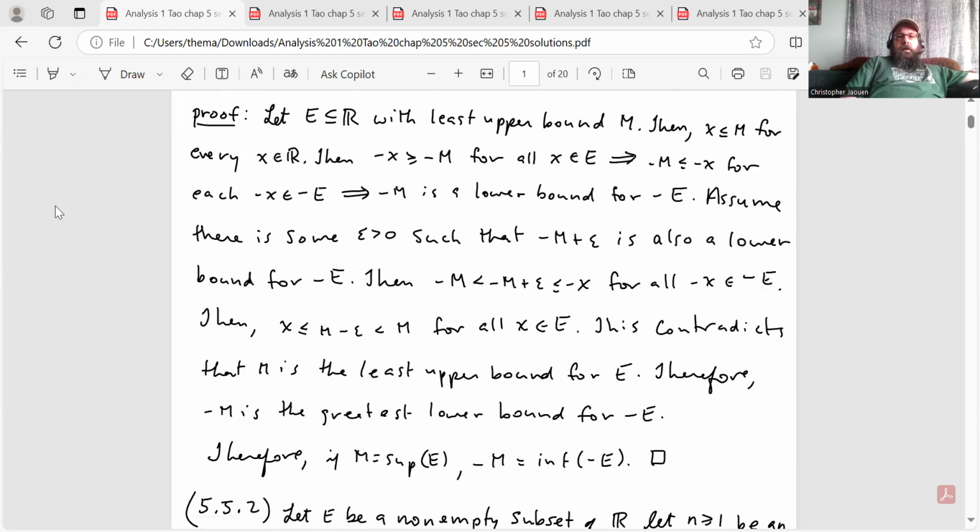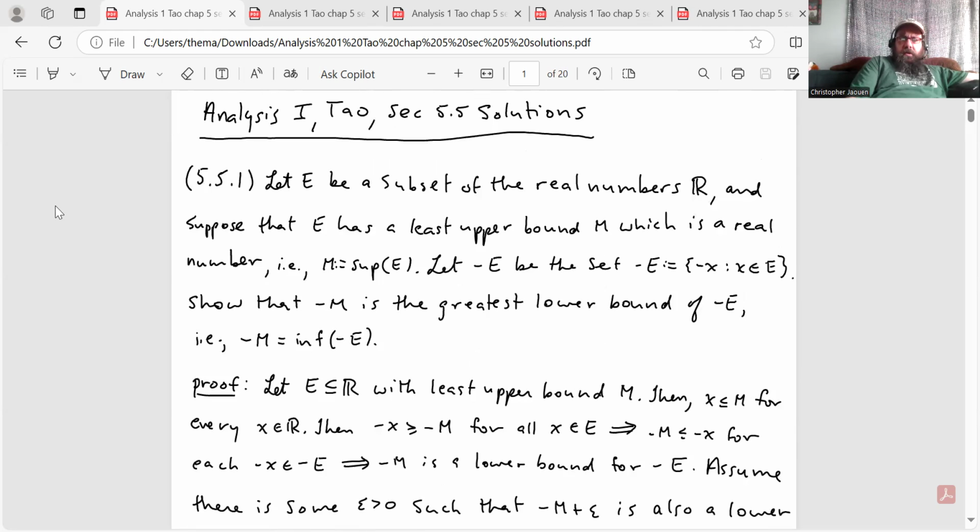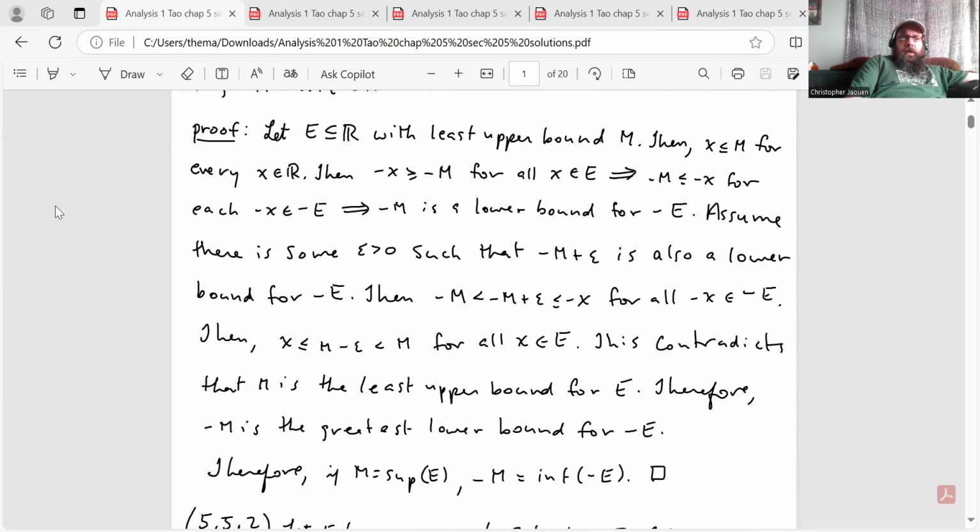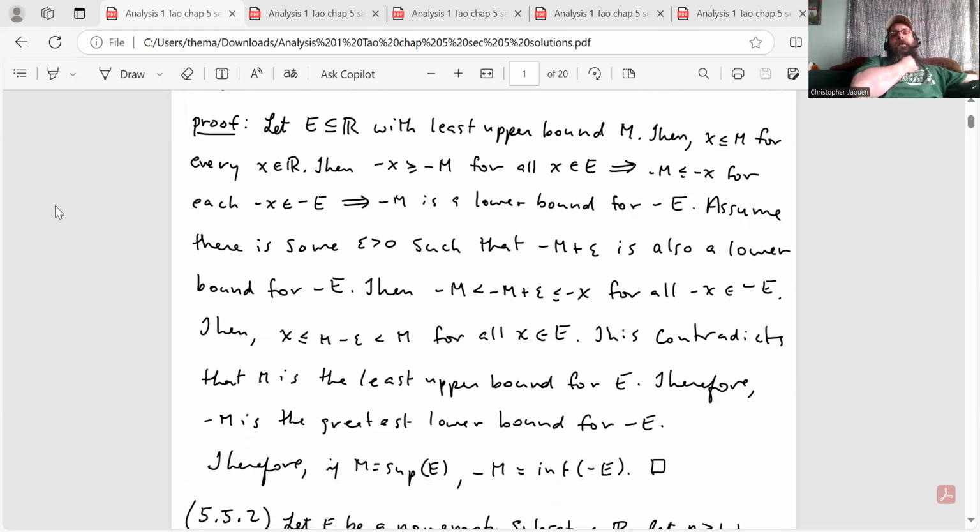Let E be a non-empty subset of the real numbers, or actually, I don't think that was part of it. It just says subset, so it could be empty. Let E be a subset of R with least upper bound M, then x is less than or equal to M for every x in E. Then negative x is greater than or equal to negative M for all x in E. That's just a property of real numbers, if you remember. That implies minus M is less than or equal to minus x for each negative x in the set negative E, which implies that minus M is a lower bound for minus E.